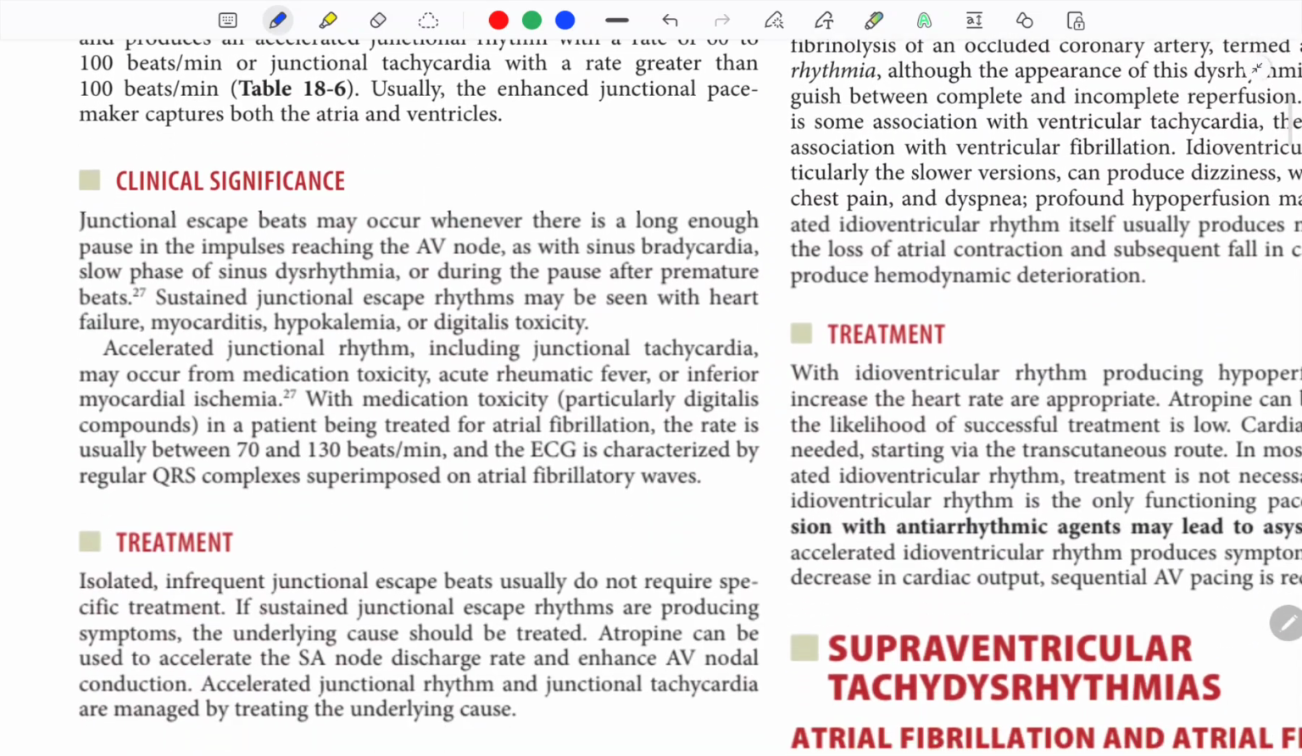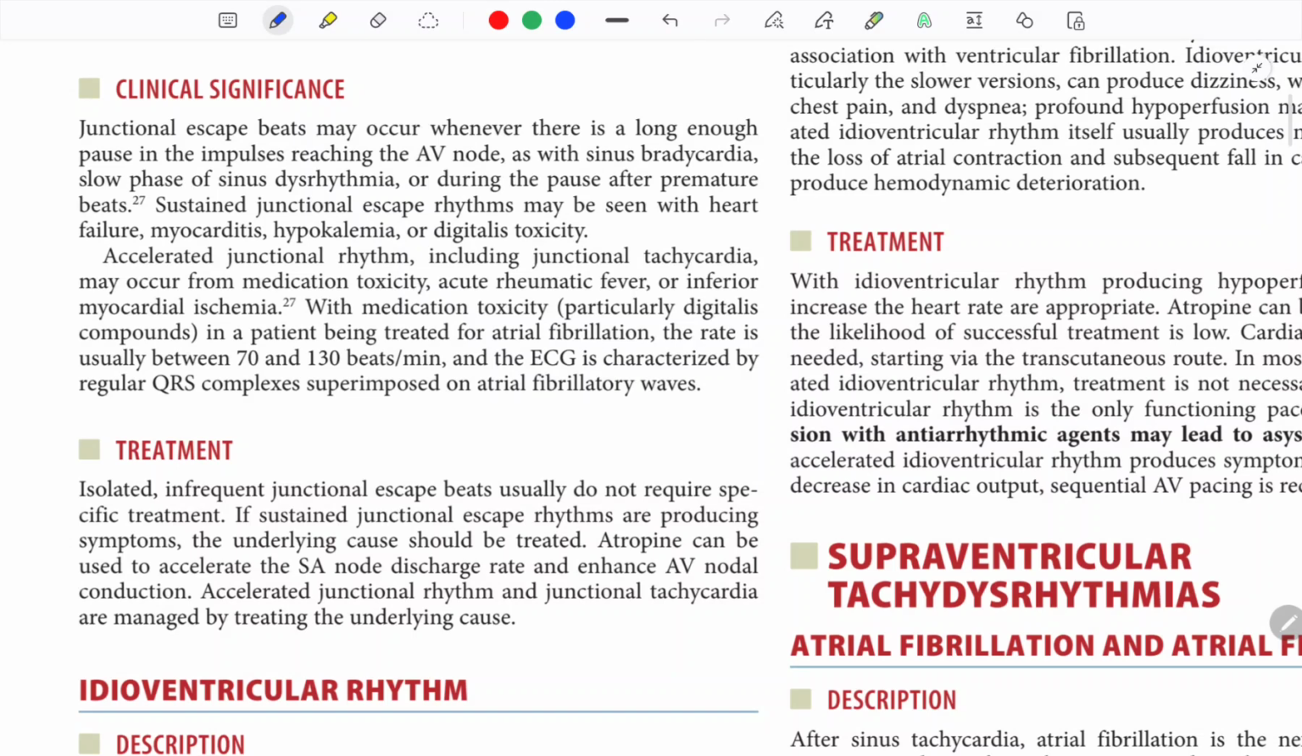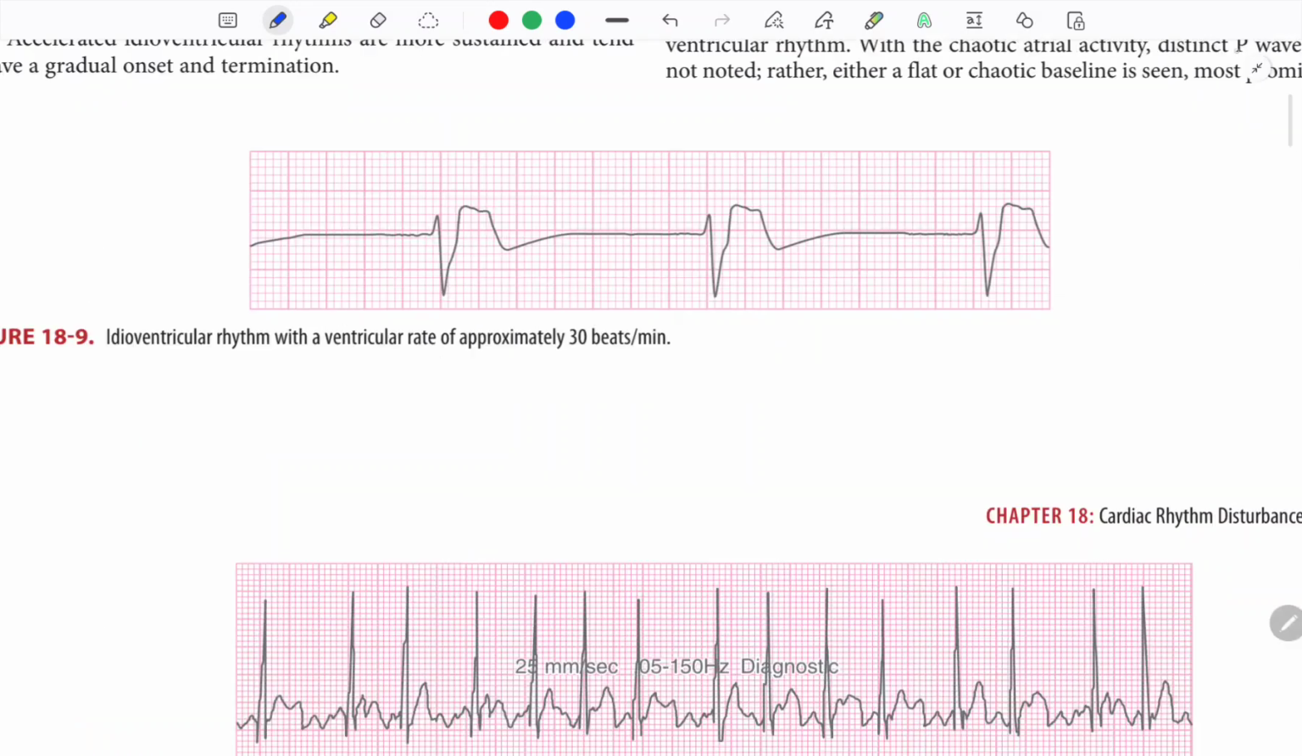Next is idioventricular rhythm. So idioventricular rhythm originates from the ventricles. They have a wide QRS and the rate is between 30 to 50. If the rate is between 50 to 100, then it is accelerated idioventricular rhythm, seen in reperfusion after STEMI. So this is classically an idioventricular rhythm. It is kind of broad, originating from the ventricles. There is no P wave.